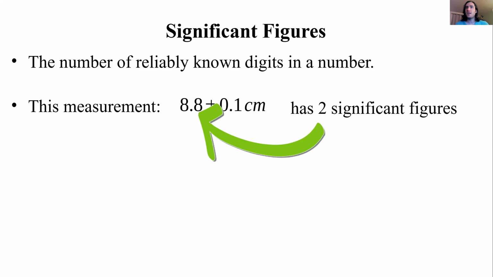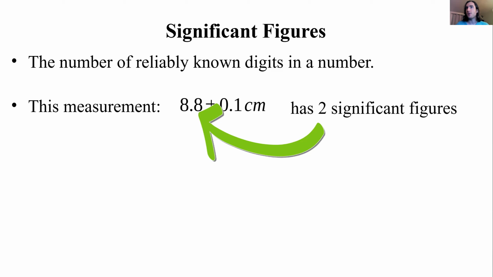This is the number that you want to look at when dealing with significant figures, okay? That 8.8, the actual number that you read off of your ruler. The uncertainty has nothing to do with the significant figures of the measurement. It has to do with the error of the measurement, right? And so we have 2 significant figures here because we've written this number as 8.8.